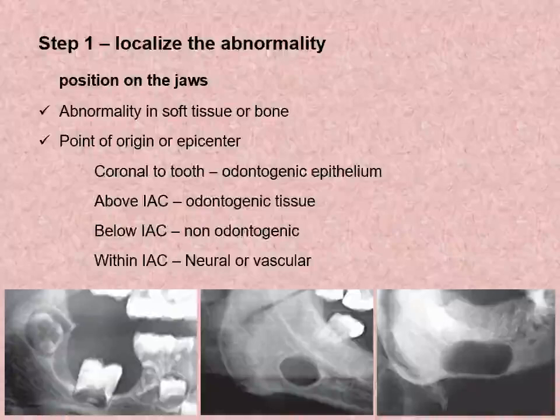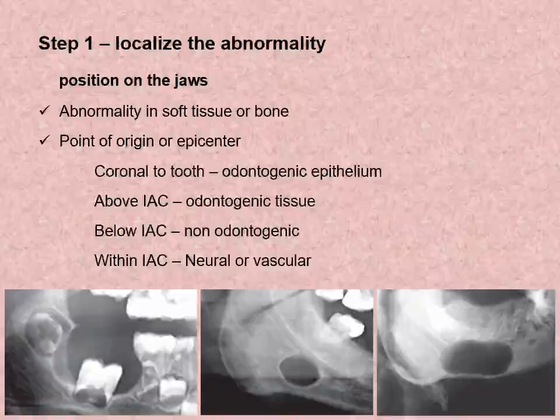1. If a lesion is seen below the inferior alveolar nerve canal, then that is of non-odontogenic origin, as seen with image 2. That could be something like a Stafne cyst, of completely non-odontogenic origin.